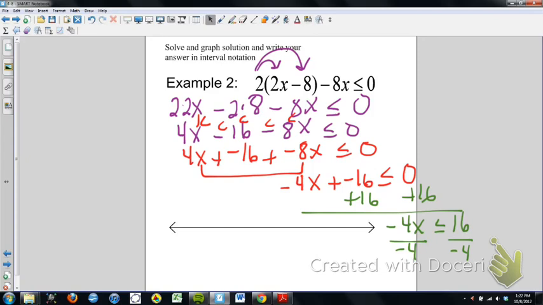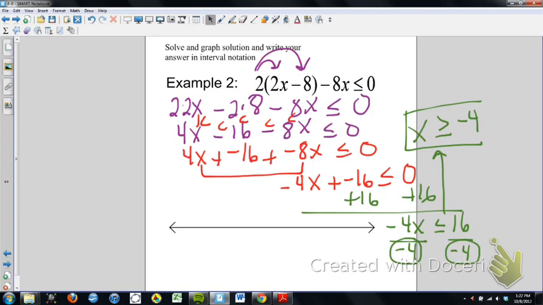Okay, so I would have x is greater than or equal to, and 16 divided by negative 4 is negative 4. Okay, that is my answer, because before I had the less than or equal to inequality, but I divided each side by negative 4. Whenever you do that, you have to flip the inequality around.